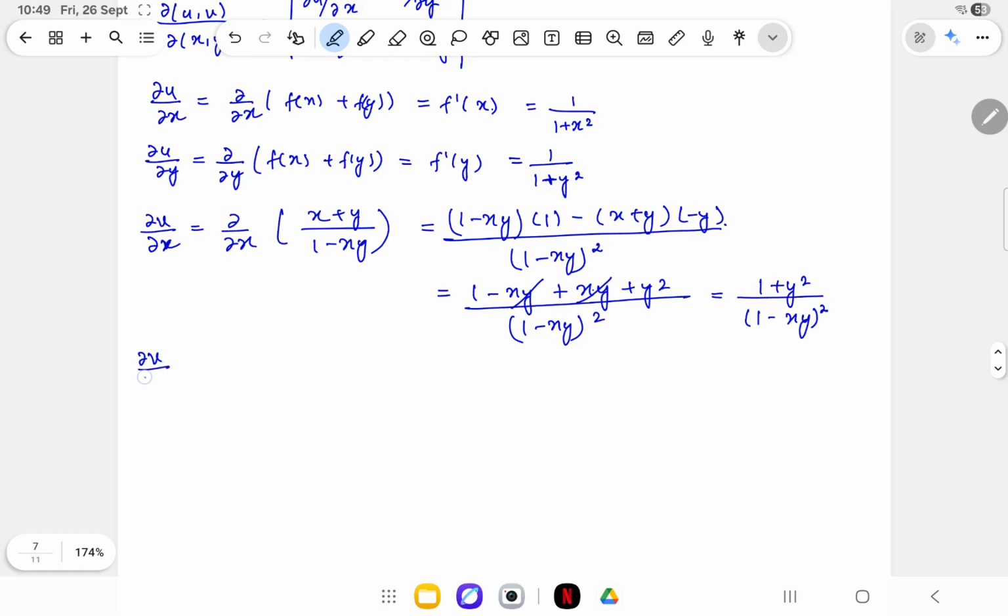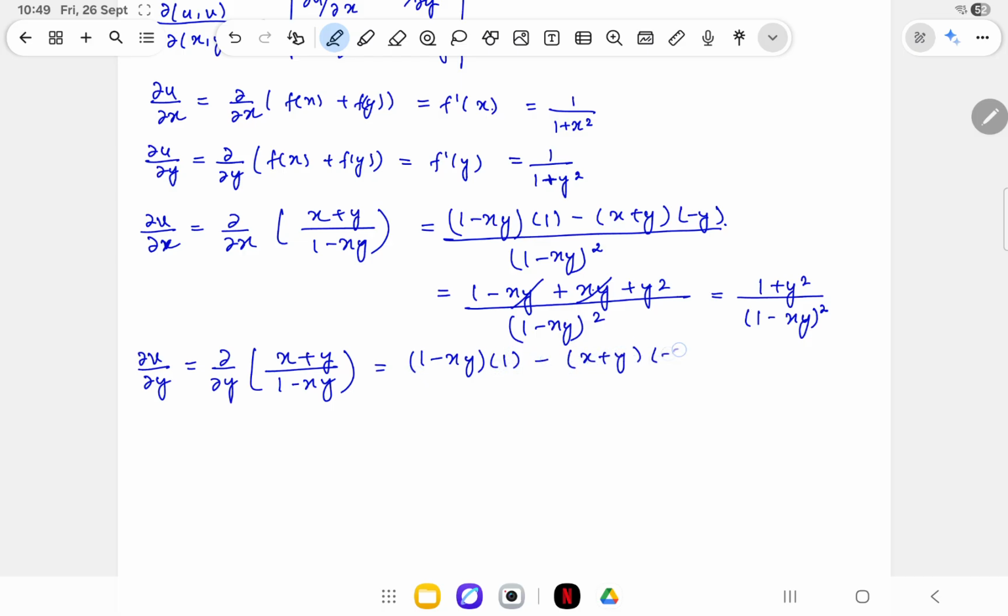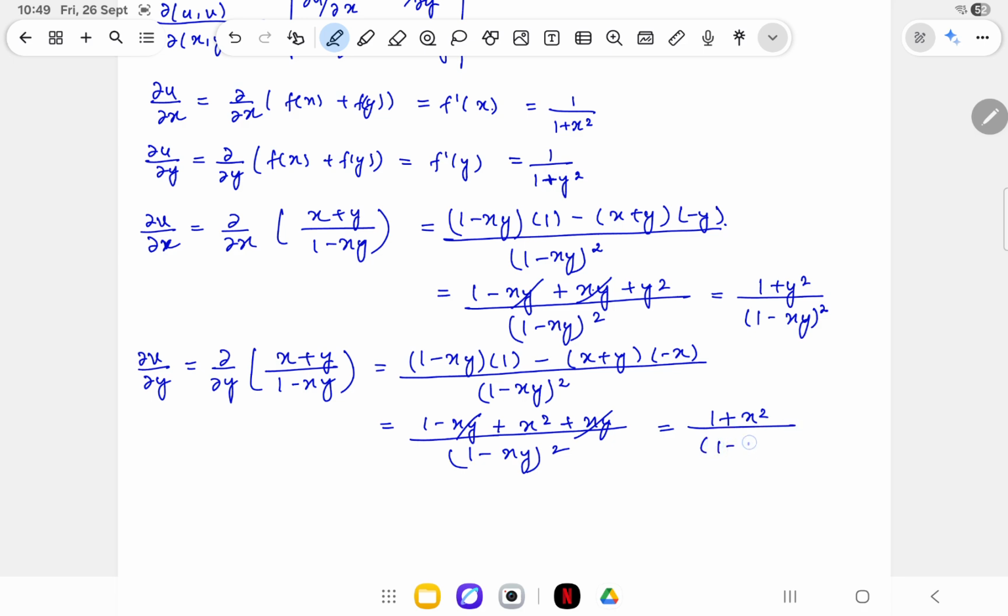Likewise, we can calculate partial derivative of v with respect to y. That will be d by dy of (1 plus xy minus 1 minus xy), that is (1 minus xy) into (1 minus x plus y into minus x), divided by (1 minus xy) square, and if you simplify it, you will get (1 minus xy plus x square plus xy) divided by (1 minus xy) square. So this xy balances out this one, so we are left with (1 plus x square) divided by (1 minus xy) square.